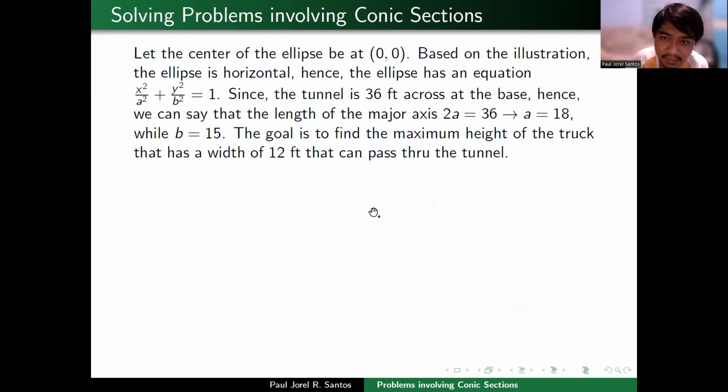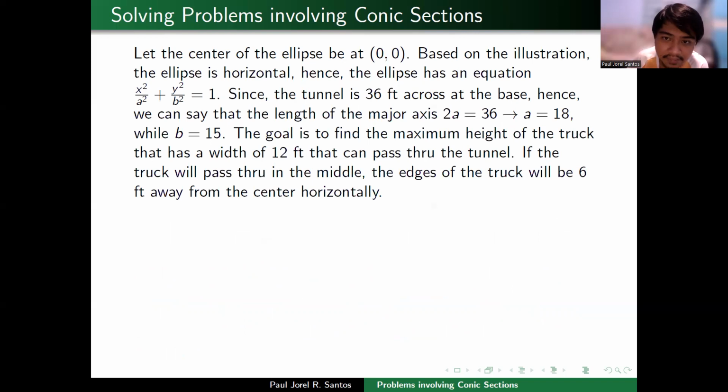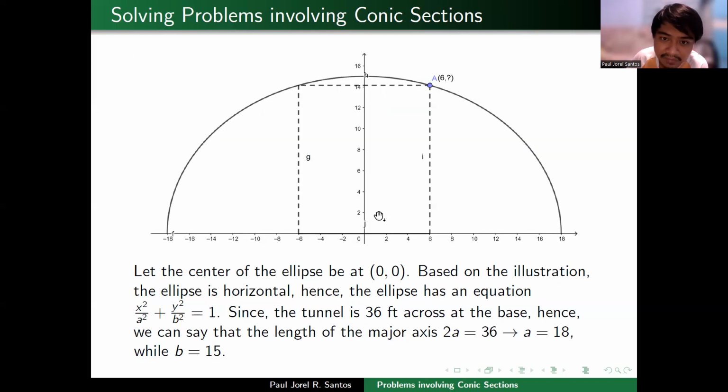The goal is to find the maximum height of the truck that has a width of 12 feet that can pass through the tunnel. If the truck passes through the middle, the edges of the truck will be 6 feet away from the center horizontally. Like what I have presented earlier, as you can see, the edge is at (6, 0), or at this line x equals 6 and x equals negative 6.